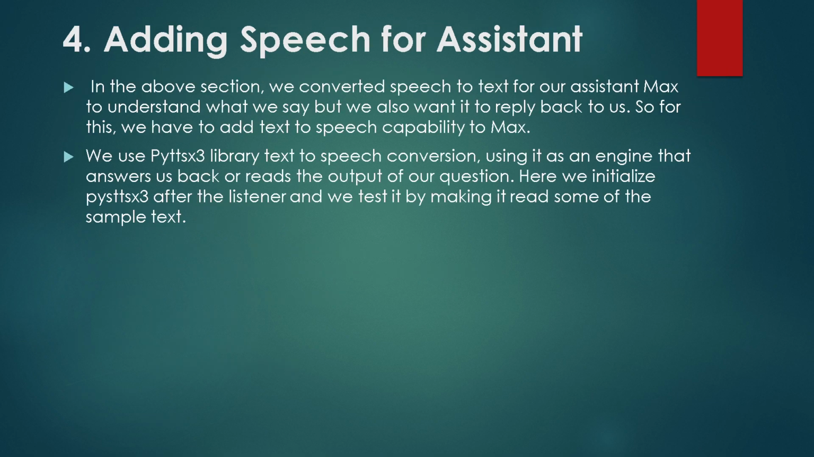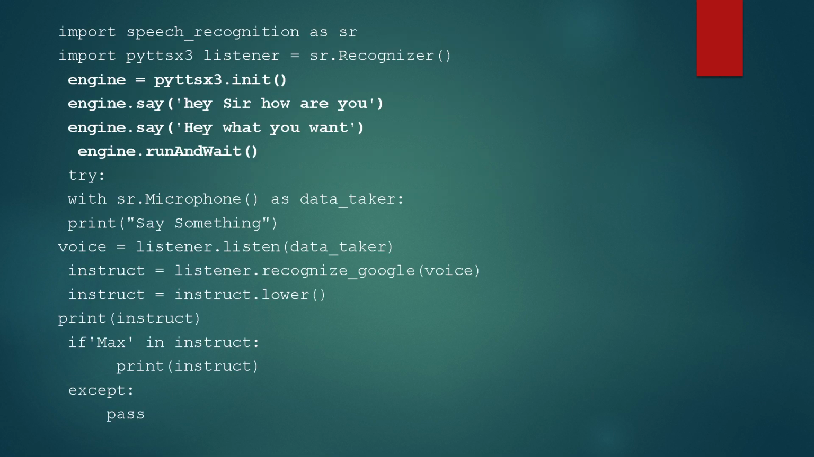except: pass. Next, adding speech for the assistant. Everything here is the same. After import pyttsx3, listener = sr.Recognizer() is our object. engine = pyttsx3.init(). Init is something we use, with brackets, when we import a library and want to use its services. No semicolon, as we are using Python.